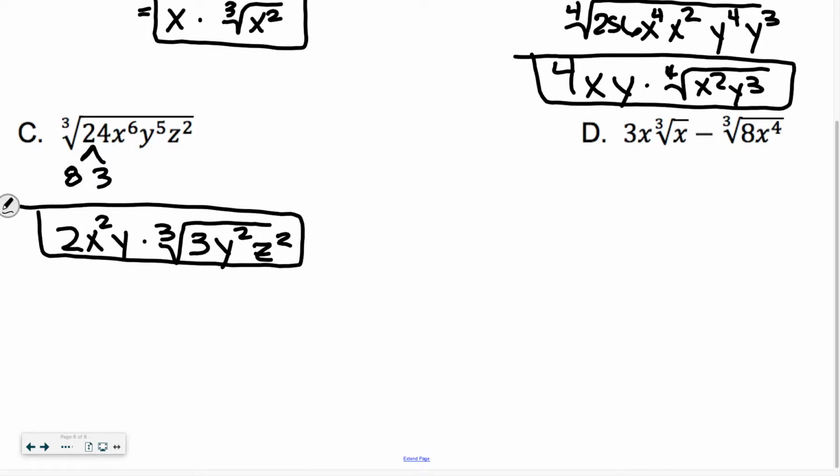I think it's really handy to just go one at a time. I'm not going to make it look really terrible by looking at them all at once. I'm only going to focus on one letter.